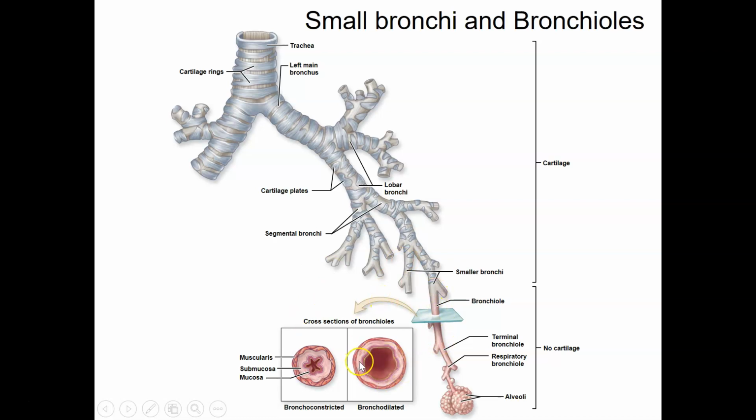Also, if you do a cross-section through the wall of the bronchioles, you'll see basically what's in this slide. There is a layer of smooth muscle surrounding the bronchiole in the wall. Muscularis is the name of that layer, and it surrounds the submucosal layer and the mucosal layer. Being smooth muscle, this layer can contract, controlled by the autonomic nervous system, and contraction causes constriction of the breathing tube, the bronchioles, called bronchoconstriction. Relaxation dilates the tube, bronchodilation.